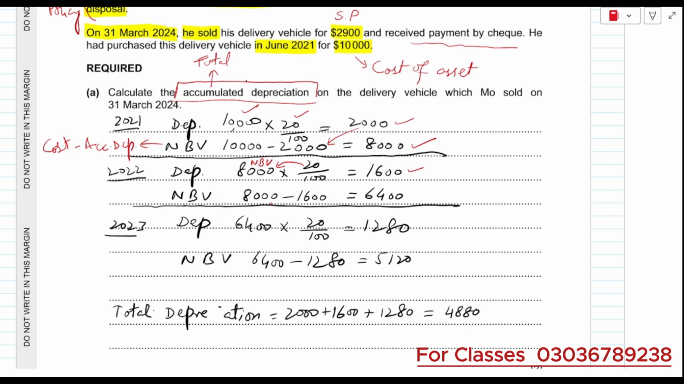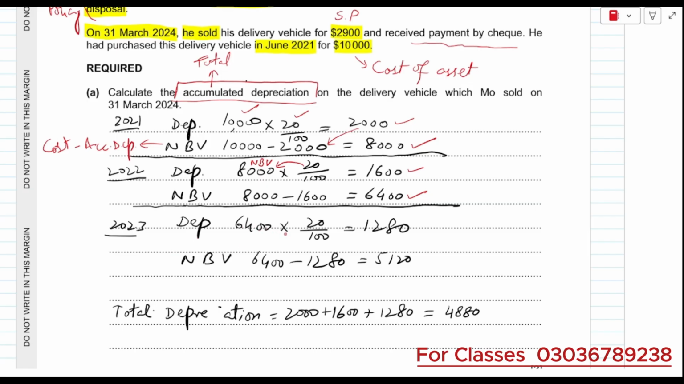Then net book value in 2022 will be 8,000 minus 1600. That means the net book value at the start of the year minus the depreciation of the current year. It will give us the net book value in 2022. Now we move to 2023 in the same way.